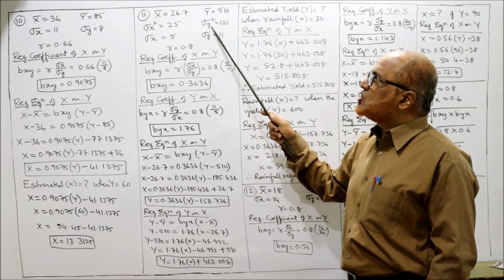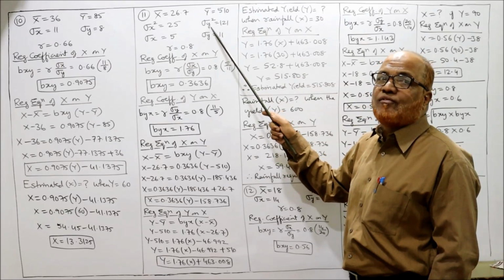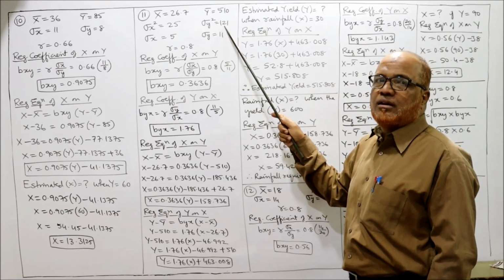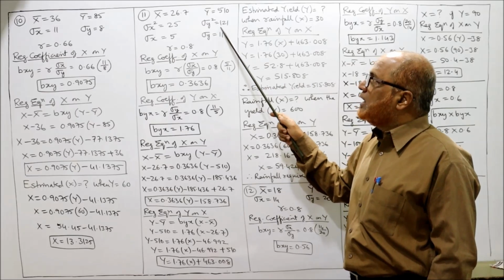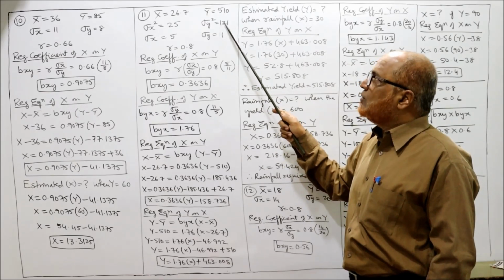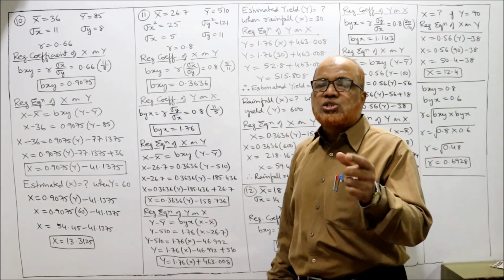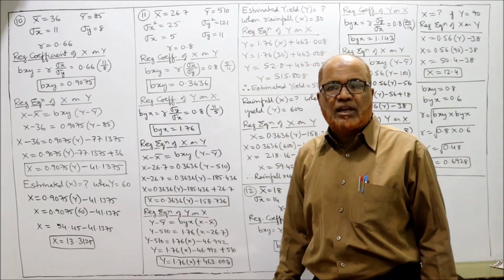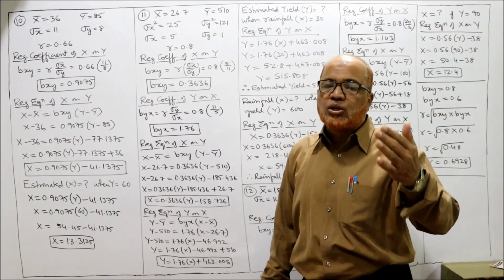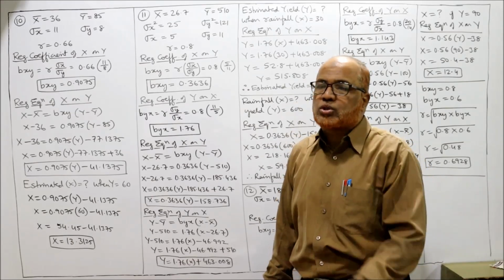Similarly, sigma y square, the variance of y is 121. Standard deviation of y, 121 under root. Root कर दो 121 को, you will get 11. So the only difference is instead of standard deviation we are given the variance. So convert the variance into standard deviation by putting under root.